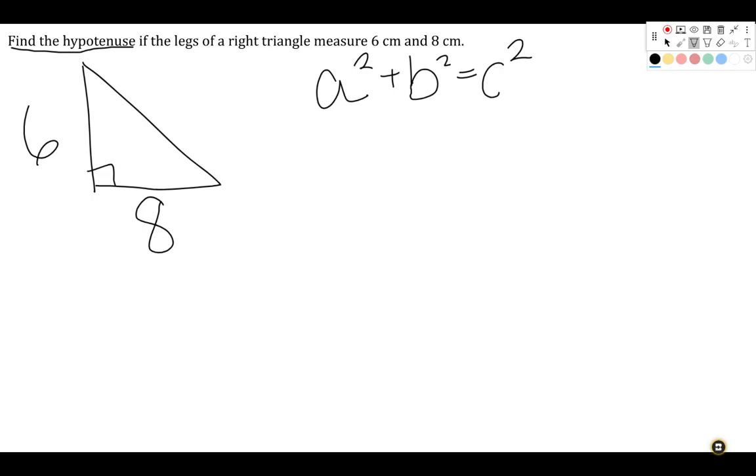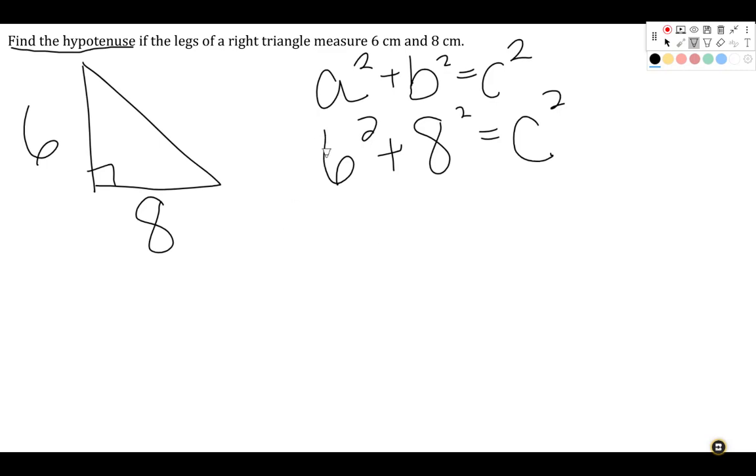And the good news is this is intended to be like the small, medium, and large sides, A, B, and C. Just go in order. So I'm going to put 6 in for A. I'm going to put 8 in for B, and we are looking for the hypotenuse, C. So you're just going to plug in 6 and 8 and bring the formula down.